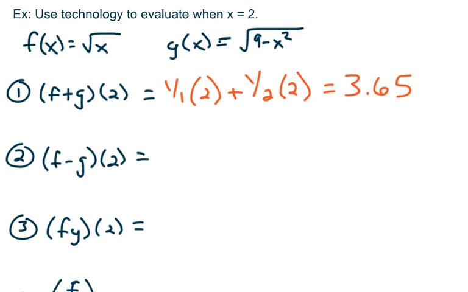If the directions say round to 3 decimal places or 1 decimal place, just do what the directions tell you. But for now, we're just going to do 2 decimal places.